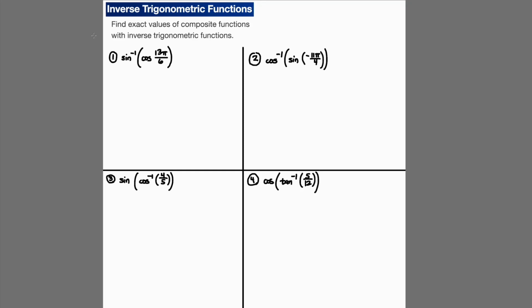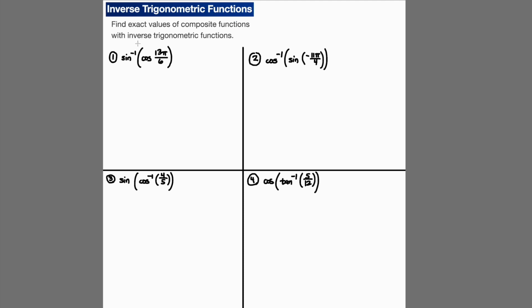All right, so this is going to be a video about inverse trigonometric functions. Namely, we are going to be finding exact values of composite functions with inverse trig functions. So to teach this concept, I basically have 4 problems here, many different flavors, many different trig functions.